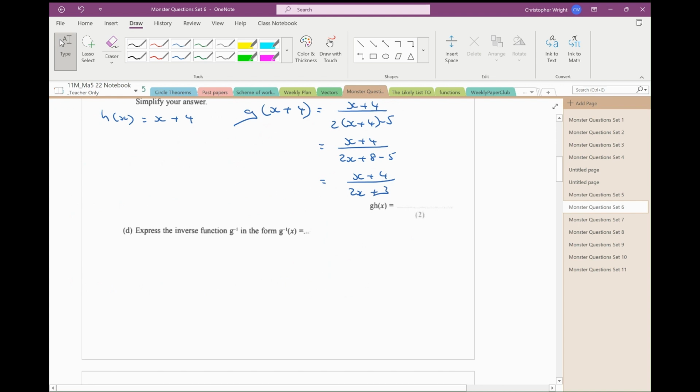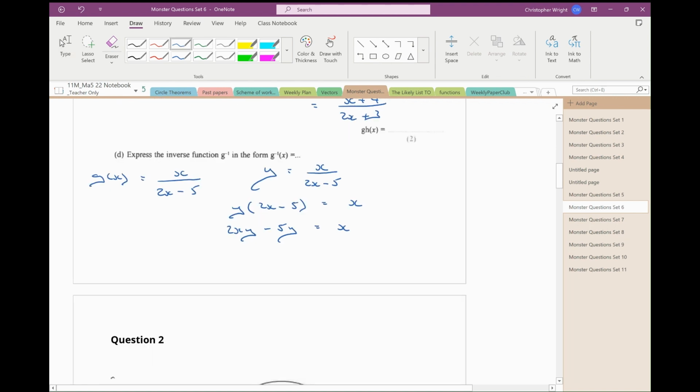Right, express the inverse function, g to the minus 1, in the form g to the minus 1 of x. Okay, so g of x is x over 2x minus 5. So I'm going to write that as y equals x over 2x minus 5, and I'm going to make x the subject. I'm going to multiply both sides by 2x minus 5. I'm going to multiply out that bracket, 2xy minus 5y equals x. I'm making x the subject, so I'm going to put all my x's on the left-hand side, minus x from both sides, and then plus 5y to both sides.